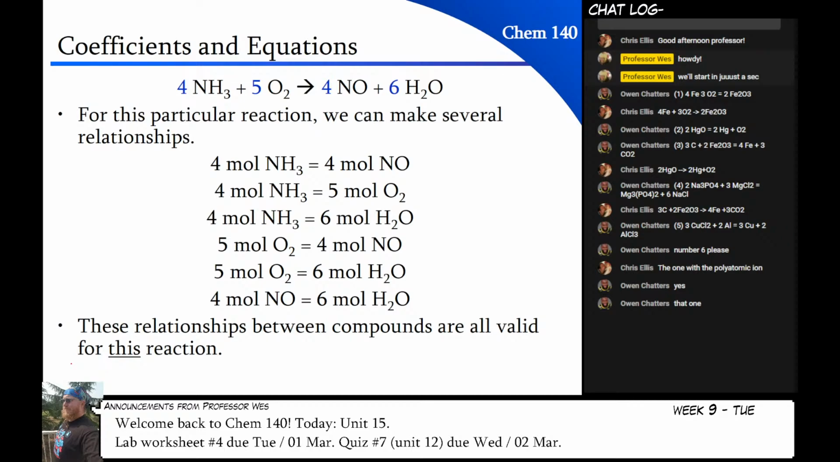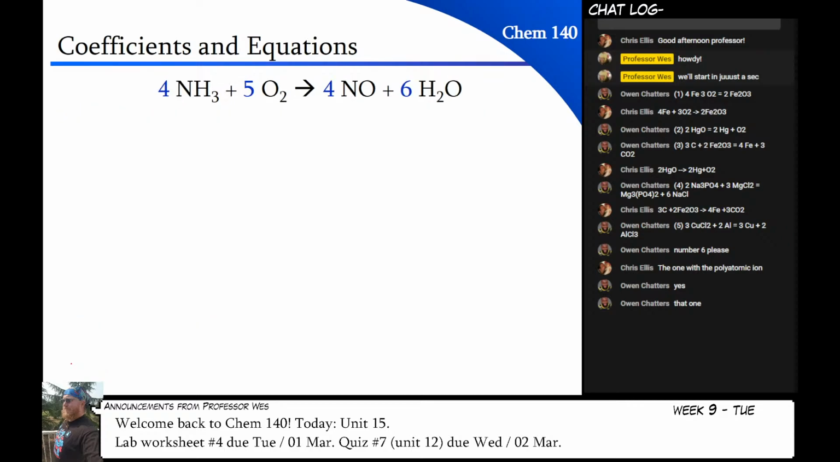Now, for this reaction as written, these are all valid. If I had a different reaction, all my statements change. So these are not going to be universally true statements. 4 moles of ammonia is not always going to equal 6 moles of water. But for this specific reaction, it is true. And so if you can make these relationships, you can now do conversions between them.